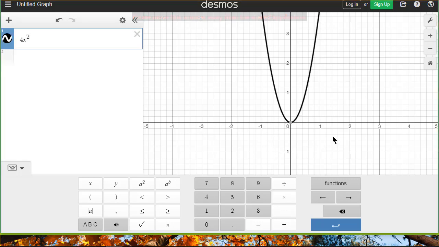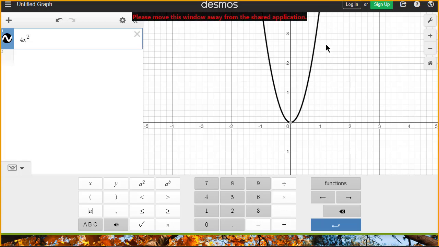Where if I have x squared, whatever is on the left side of the y-axis is on the right side of the y-axis.